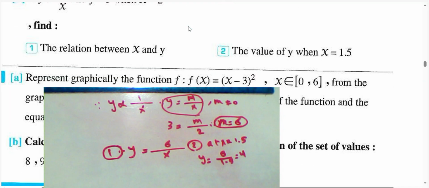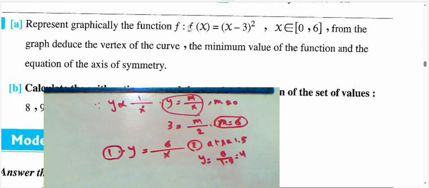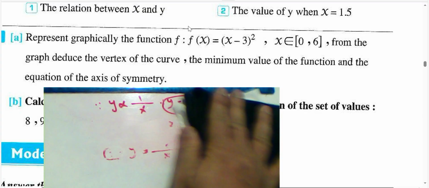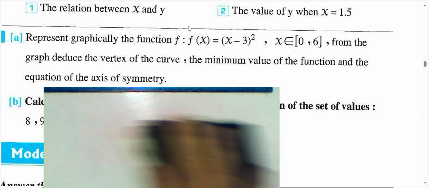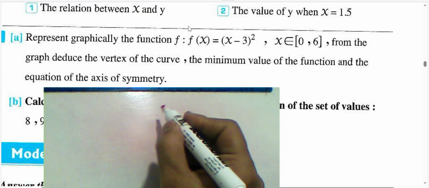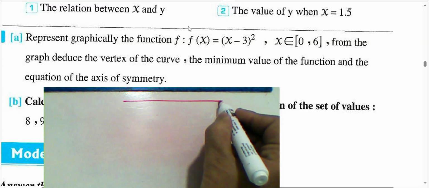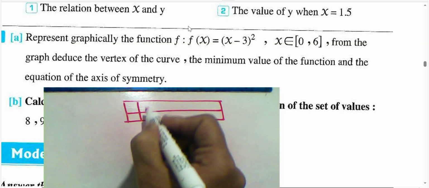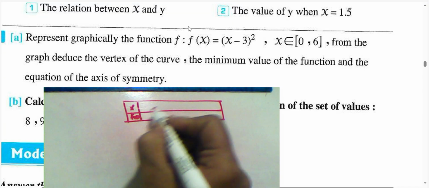Next question down here. Represent the function graphically as intervals from 0 to 6. Okay, first step, we can use a calculator to find the table, or your mind. You can solve this example by your mind. There is a table and represent graphically, okay? We have here a table like this, x and f of x.